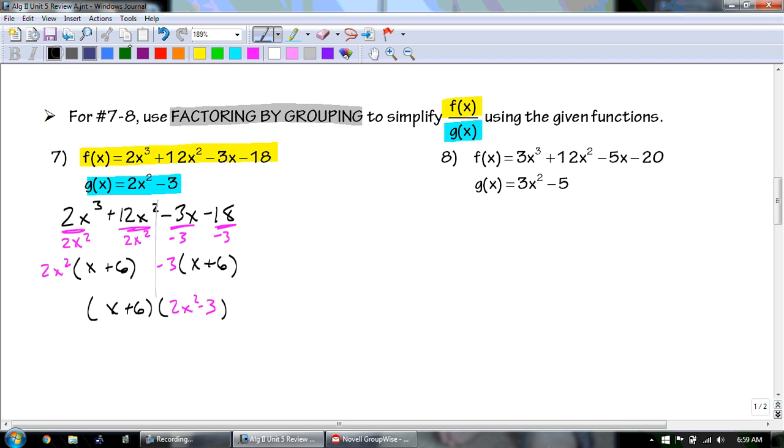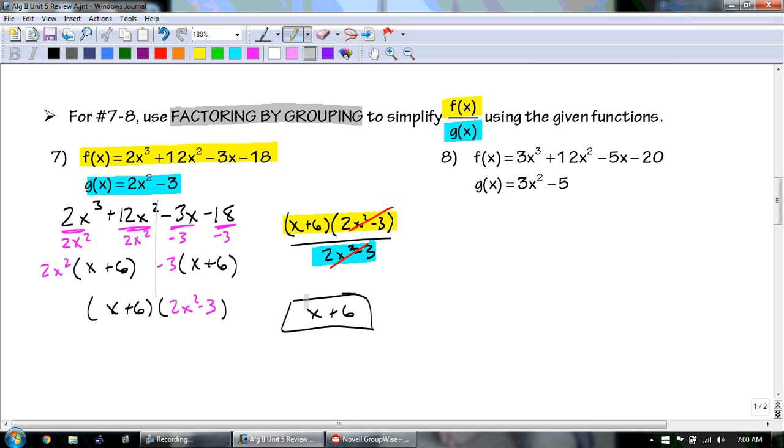Now that's just the factoring part, but now I'm supposed to divide them. So I have (x plus 6)(2x squared minus 3). Okay, that's everything. That's f of x. And then I'm going to divide it by 2x squared minus 3. And that's my g of x. And when that happens, those cancel. And what I'm left with, my final answer, is x plus 6. So when I divide those two functions, that's what's left over.